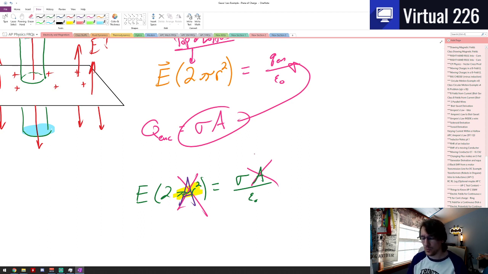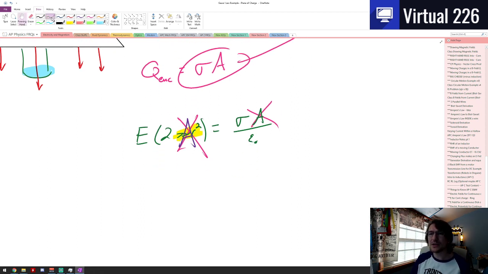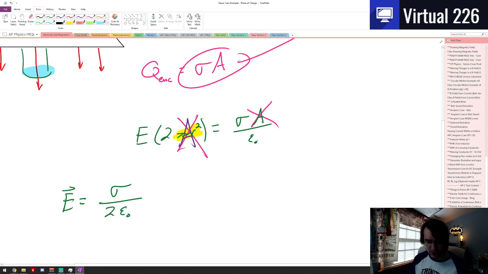The areas go away off of this here, which means that our electric field for an infinite plane is just going to equal the charge density divided by 2 epsilon naught. And you know what? We've, in a way, already seen this.